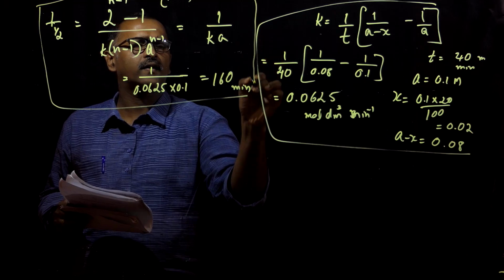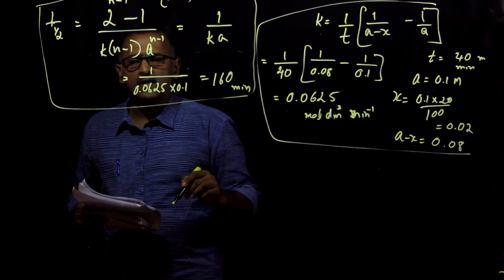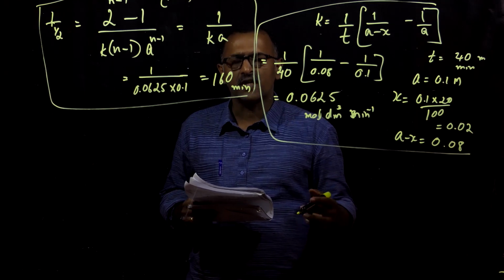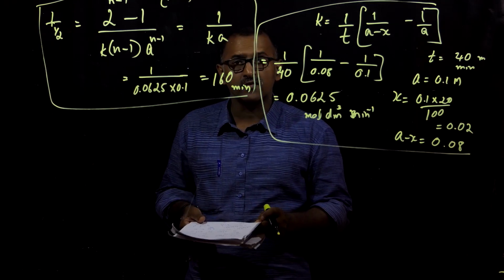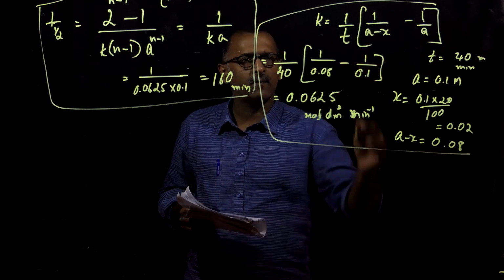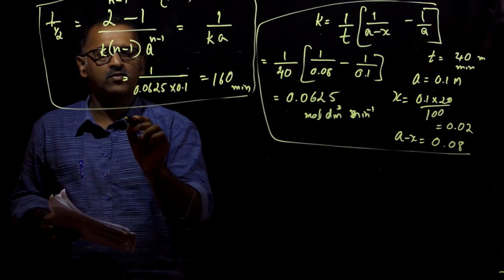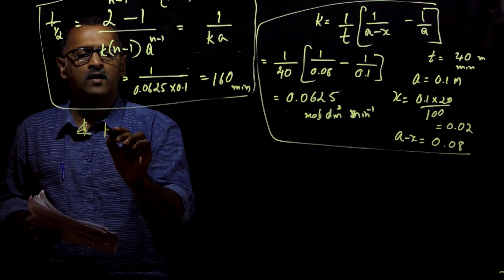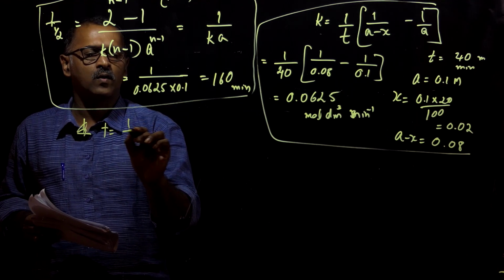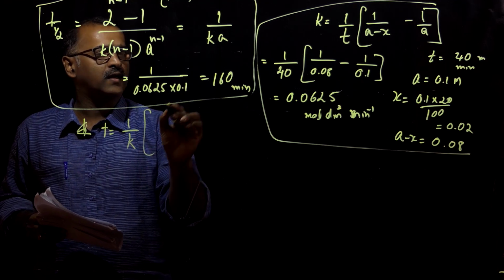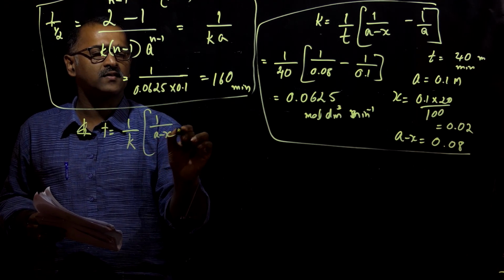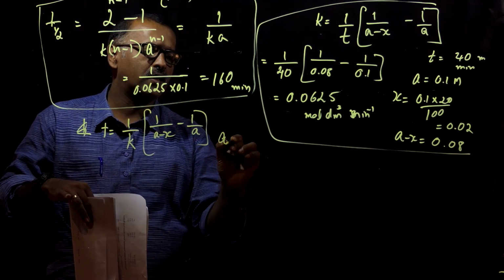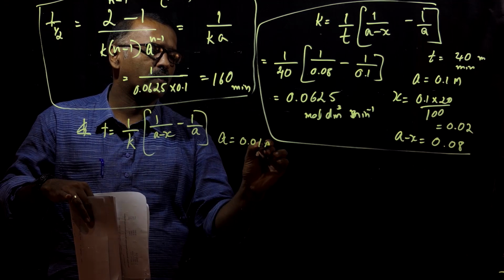Now we have to calculate the time it would take for the reaction to be 20% complete if the initial concentration were 0.01 molar. So we can use the same equation. Instead of k, we have to find the t. So it will be t equals 1 by k, again, the equation is same, 1 by a minus x minus 1 by a. Now, the new a is 0.01 molar.